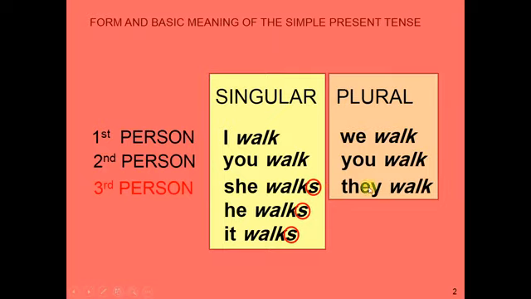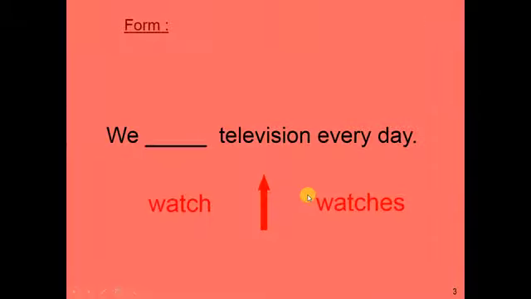The plural, they walk. Notice the verb here. I walk, you walk, they walk, we walk. The verb is the infinitive without anything at the end. But with the pronouns he, she, and it, we add s. So we add s to the verb with he, she, and it. And with I, we, you, they, we put the verb in the infinitive form.